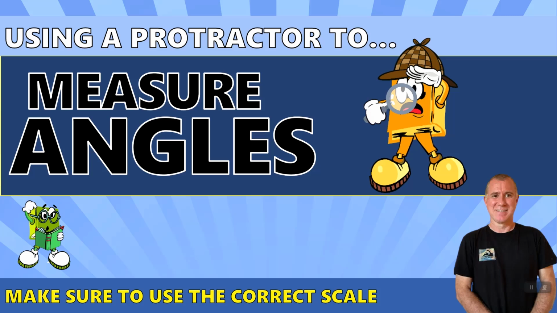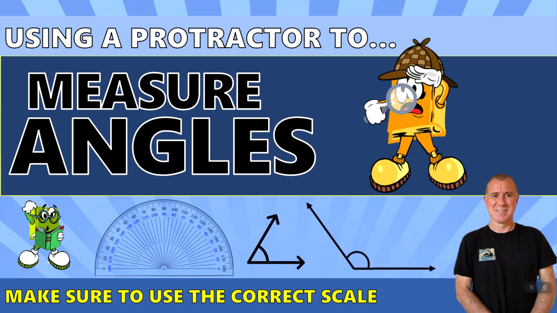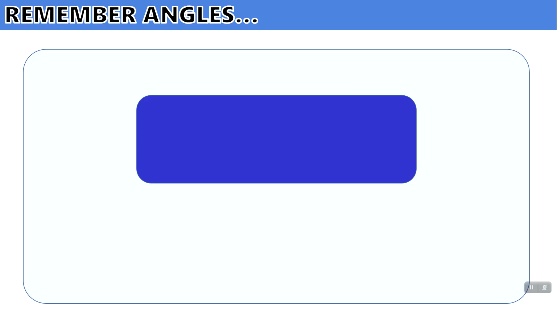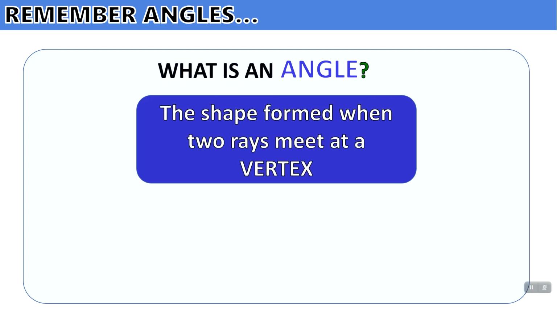In today's video, we will learn how to use a protractor properly to measure angles. Let's look at the definition of what an angle is. In an earlier video, we saw that an angle is the shape formed when two rays meet at a vertex.